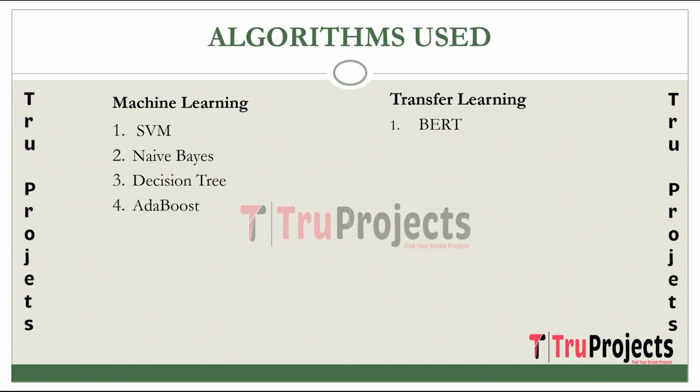BERT is a transformer-based deep learning model developed by Google. It is pre-trained on large corpora of text data using the masked language model, which is MLM, and next sentence prediction objectives. BERT is bidirectional, which means it can understand the context of a word by looking at both left and right context simultaneously.